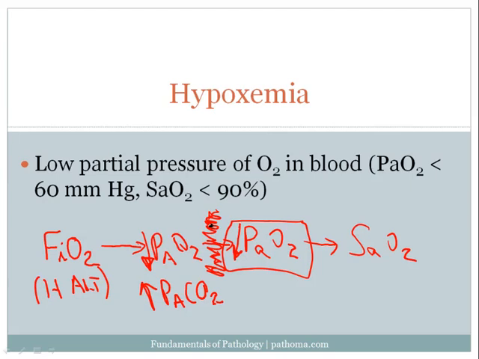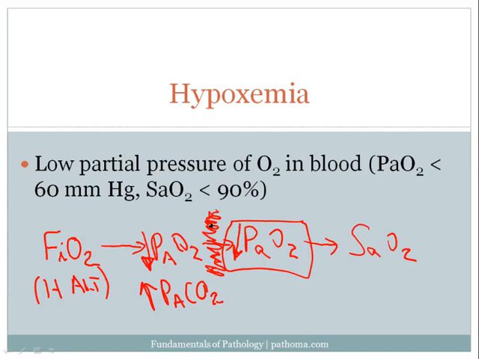An example of that would be interstitial fibrosis of the lung. When there's interstitial fibrosis of the lung, the oxygen diffusion barrier increases or thickens, and therefore oxygen can't be squeezed very well into the blood. So that would be another example of how hypoxemia might occur.